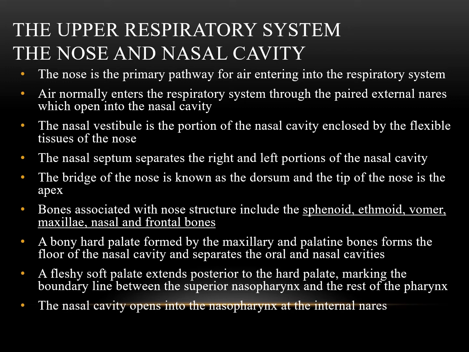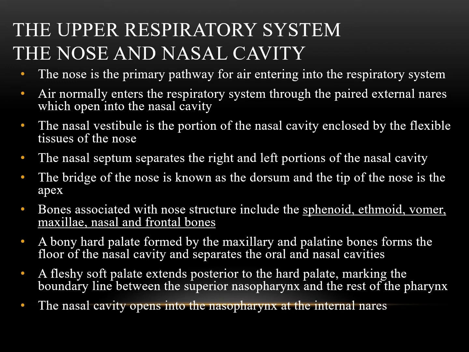The nasal vestibule is the portion of the nasal cavity enclosed by the flexible tissues of the nose. The nasal septum separates the right and left portion of the nasal cavity. The bridge of the nose is known as the dorsum, and the tip of the nose is the apex. Bones associated with nose structure include the sphenoid, ethmoid, vomer, maxillae, nasal, and frontal bones. A bony hard palate formed by the maxillary and palatine bones forms the floor of the nasal cavity and separates the oral and nasal cavities.